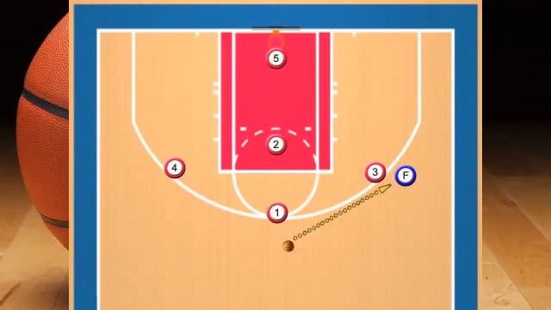So what are the goals of the 1-3-1 zone? The 1-3-1 zone defense is a very different concept to most defenses. While in most defenses, you always have a player defending directly between the opponent with the basketball and the basket.